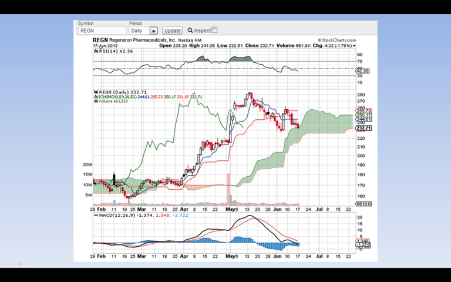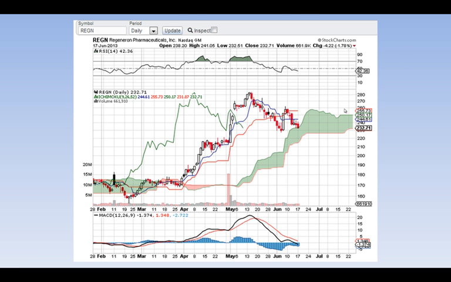And then you can see REGN. What would REGN be now that you are a proficient Ichimoku chartist? What would that mean to you? Is it a buy? Is it a sell? No, it's not bearish. It's bullish. Buy on the bounce off the cloud. Could be a buy.